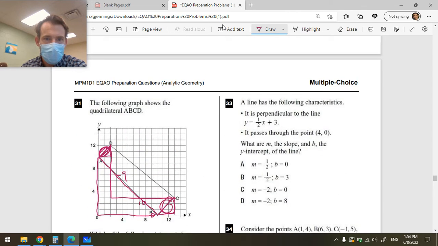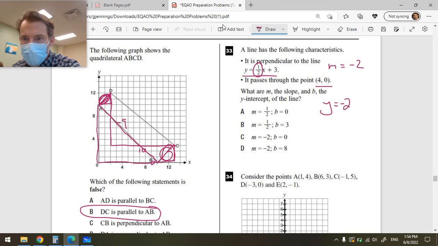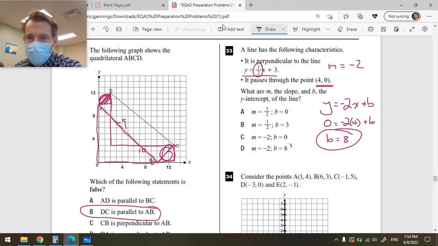B is 6, and m is the same as this parallel line. Let's keep going, see if we can finish this video before my computer dies. The line has the following characteristics. It's perpendicular to this line, so I know its m is -2, because I flip this fraction and flip the sign to find the perpendicular slope. And it passes through this point. So now I know y is equal to -2x plus b. Input this point. When y is 0, x is 4. So -2 times 4 plus b gives b equal to 8. Verify it with your own algebra.